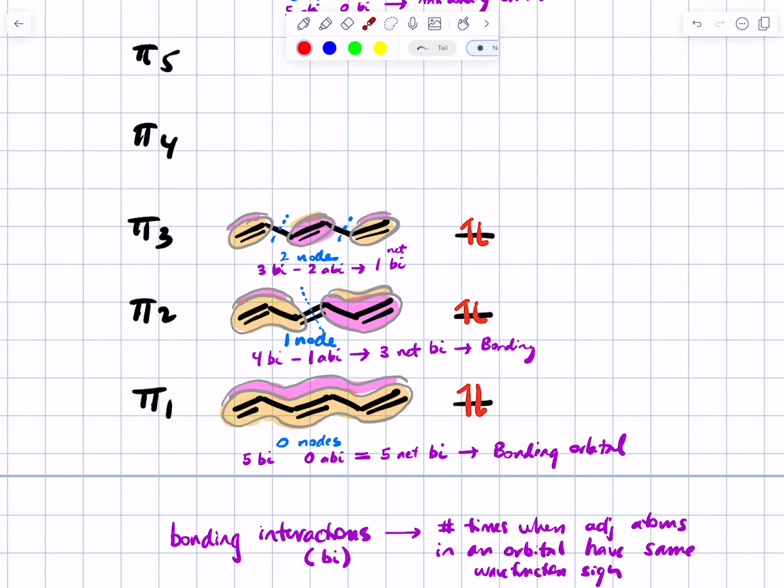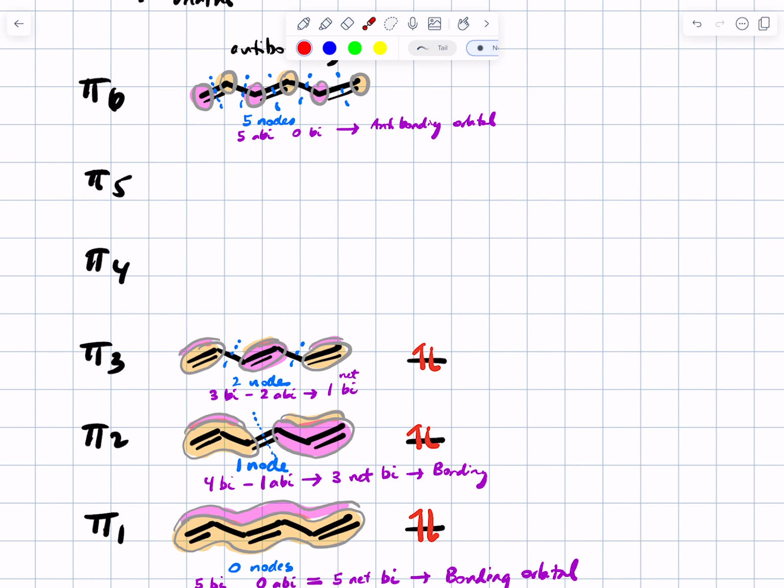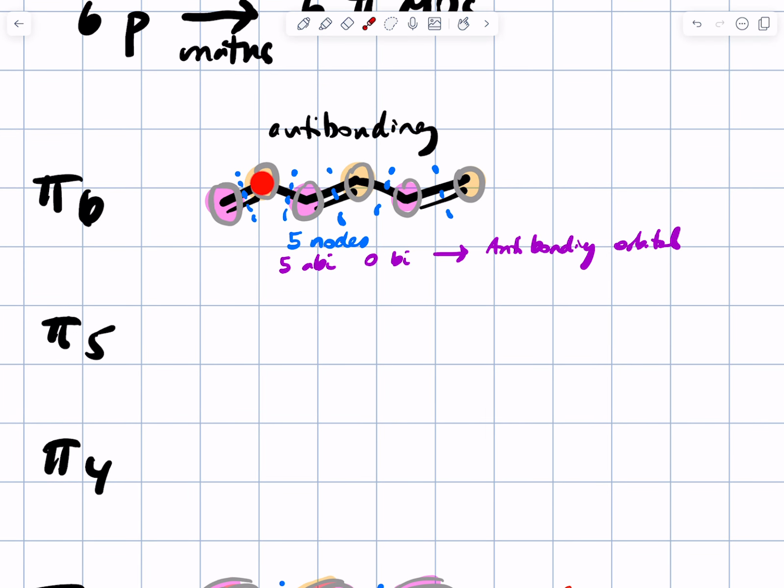Yes? So for pi6, why would you not consider any of the p orbitals part of the quads? In pi6, the wave function sign changes between each atom. And so that's 5 anti-bonding interactions. There's no places in pi6 where the wave function sign stays the same between the 2 atoms. And remember, when you look at pi6, you need to see 1 orbital that looks like that, not 6 different p orbitals.